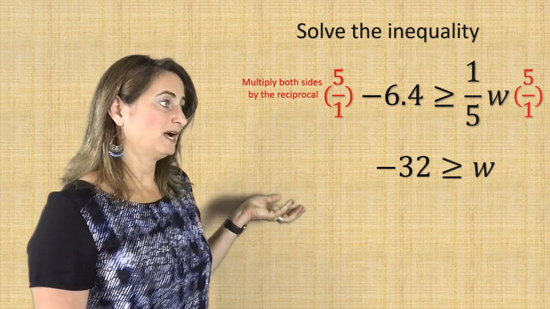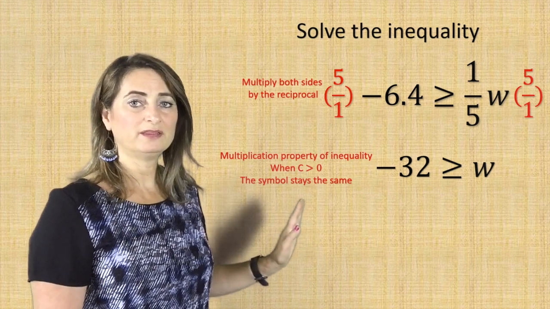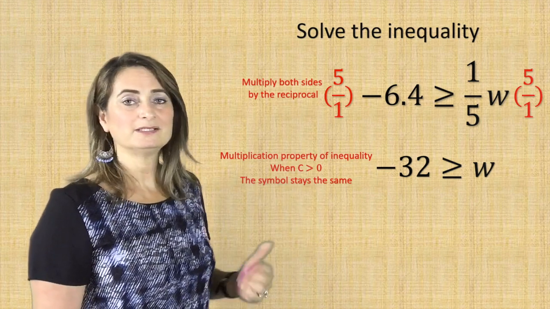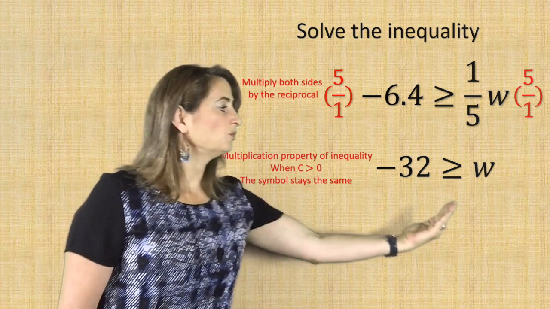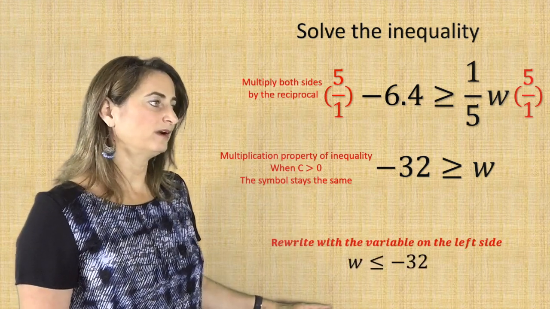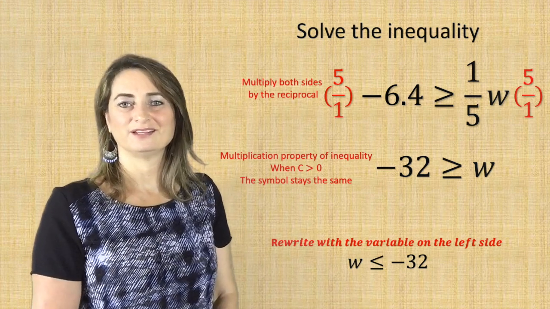Now, because I multiplied by a positive number, where C is more than 0, the symbol stays the same. Do not reverse it. It stays the same. But it's easier for me to read it when W is on the left side. So read it this way: W is less than or equal to negative 32. And then rewrite it: W less than or equal to negative 32.